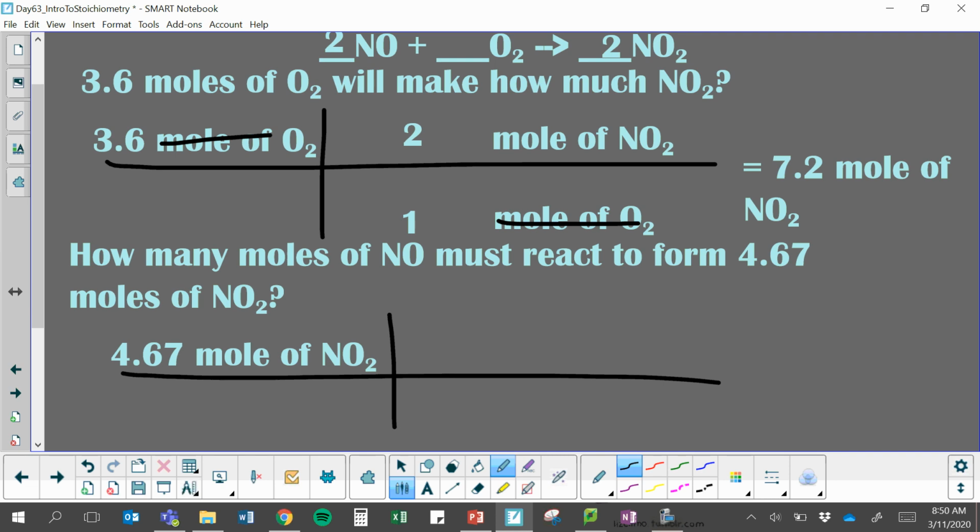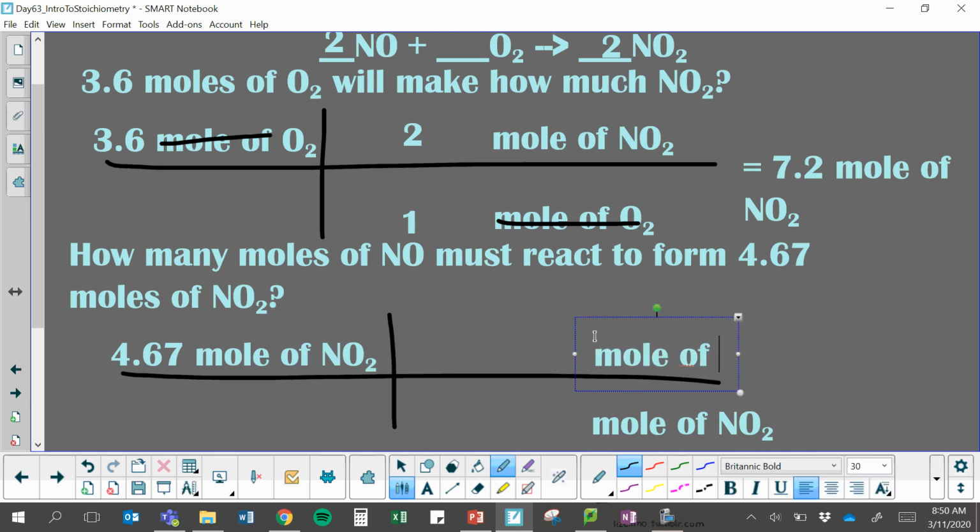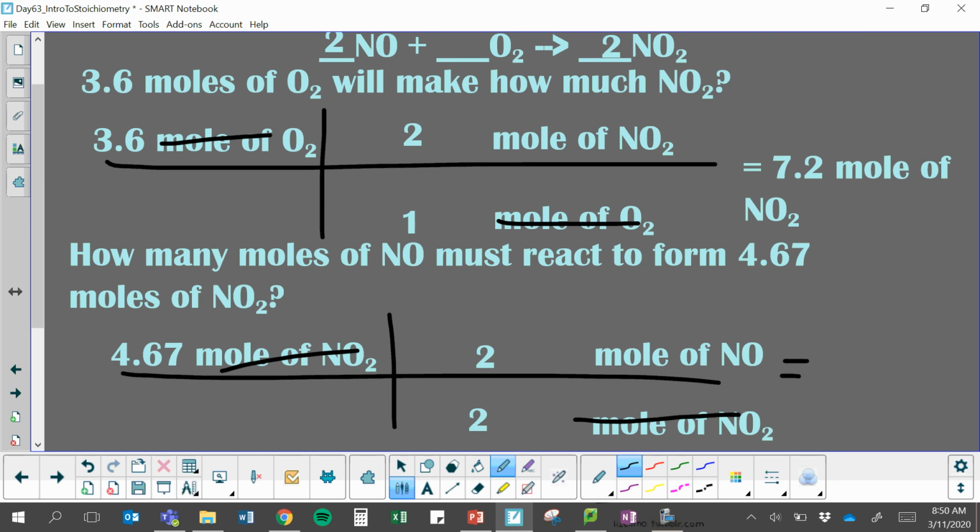We're going to draw our chart. We want that to cancel, so we have moles of NO2. And we're going to moles of nitrogen monoxide, so moles of NO. And then we look up at our equation again. Up here, we see that to make 2 moles of NO2, we need 2 moles of NO. So we have a 2 and a 2, both of those numbers coming from our balanced equation up here. Our units cancel, and so we're left with 4.67 times 2 divided by 2.